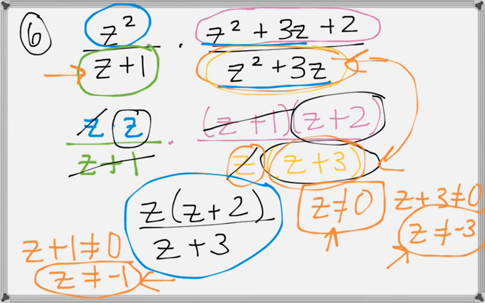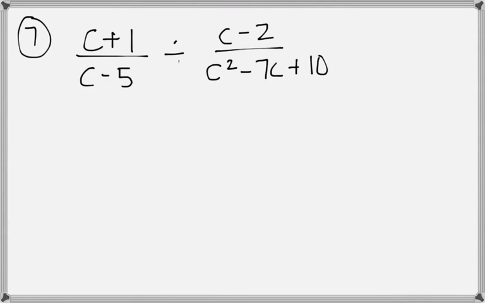Colin? Yes. The denominators before you start canceling stuff out. All right? Great question. So restrictions come from denominators only.